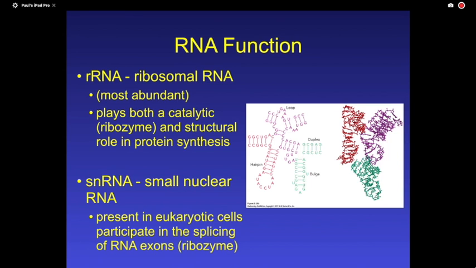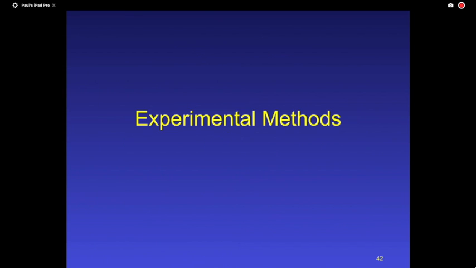Small nuclear RNAs are small pieces of RNA that are present in eukaryotic cells, and they help in processing the splicing of RNA exons. And so sometimes we create much, much more RNA than we need, and we have to clip out pieces. These small functional pieces of RNA help and are enzymatic in helping cleave those pieces out. So there are a lot of different products that we can have that come from RNAs.